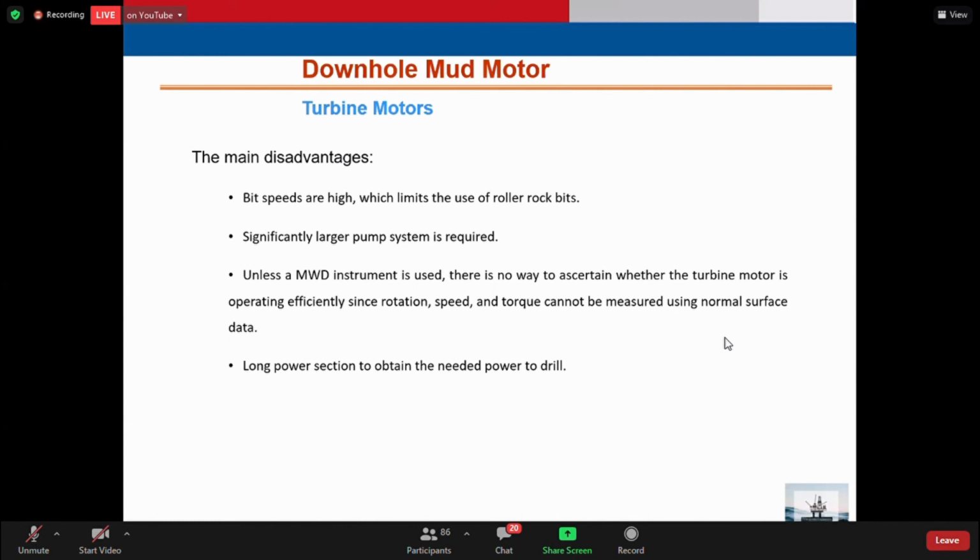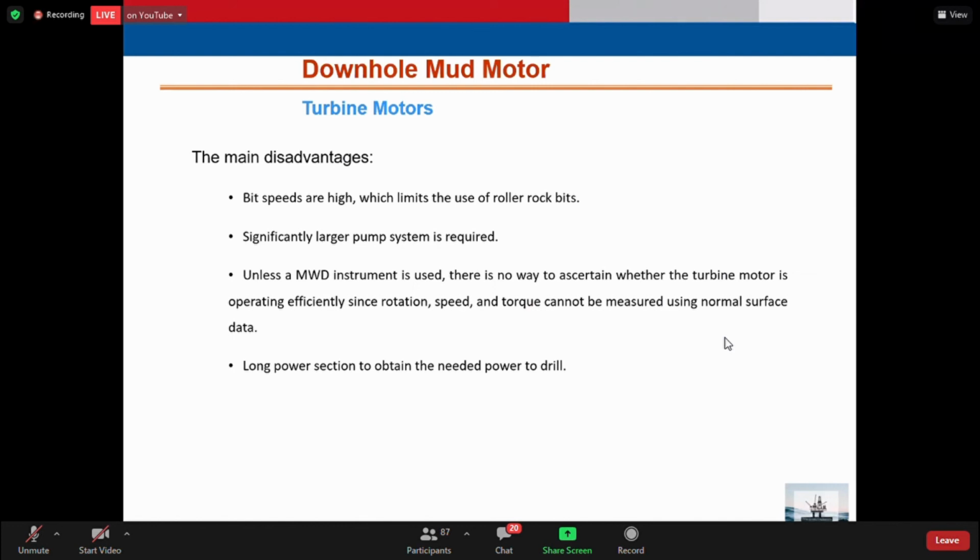Another disadvantage of turbine motors is that significantly larger pump systems are required, as the rotation will be very, very high. So I need a huge amount of drilling fluid to be circulated. The pump capacity and the horsepower of the pump require a large pump to withstand this high velocity.